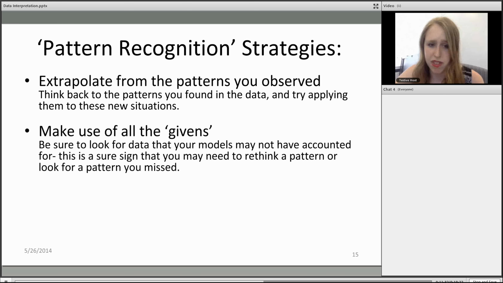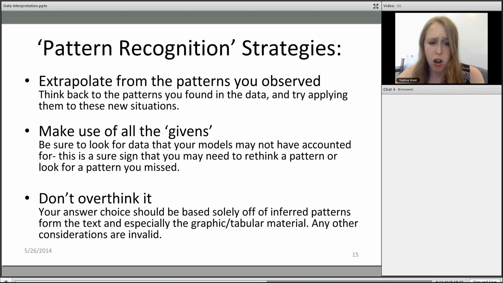Make use of all the givens. You want to look for data that your models may not have accounted for. This is a sign that you may need to rethink a pattern or look for something you missed. Also, don't overthink it. It should only be based off of inferred patterns.